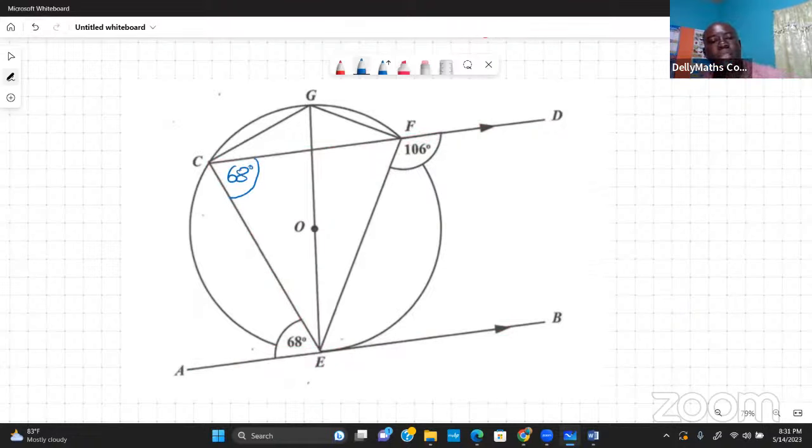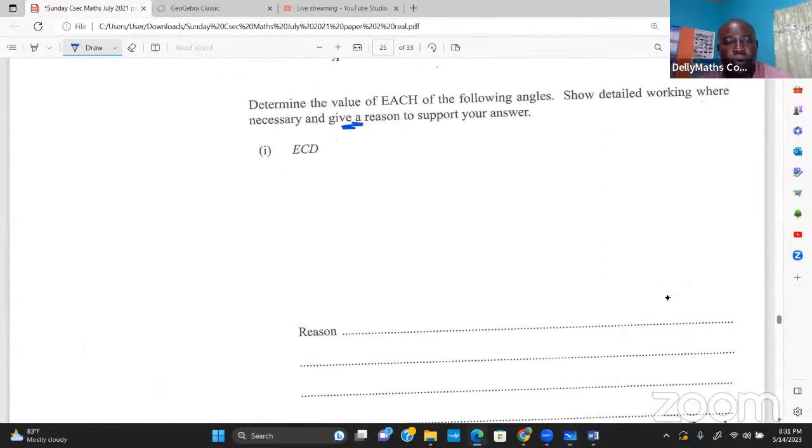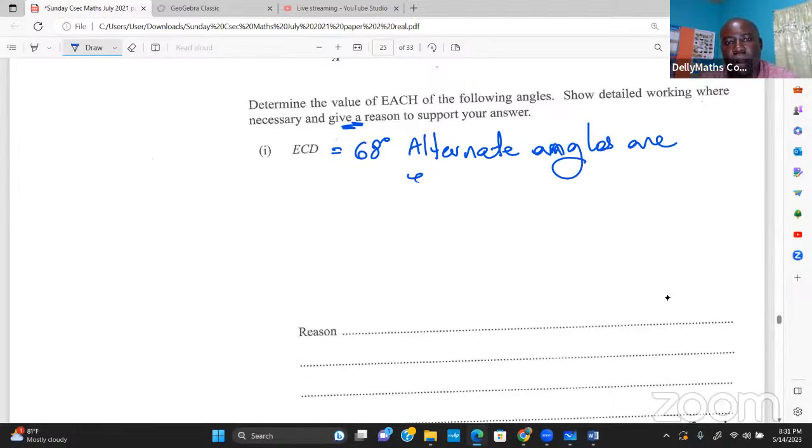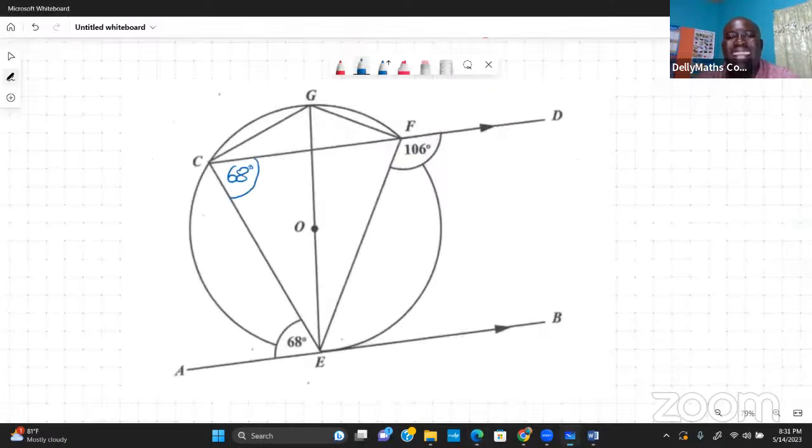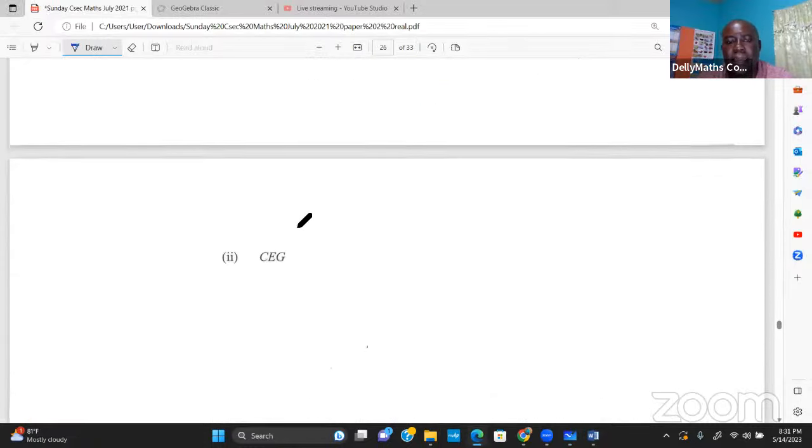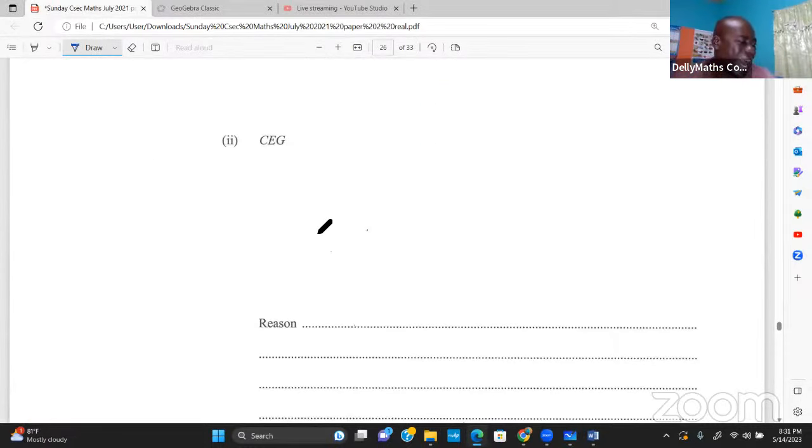Just the same, right? So we want to put that this is equal to 68 degrees, and we used alternate angles are equal. That's my value, and that's my reason. Alternate angles are equal. It's not going to be a biggie. One mark is for the number and one mark is for the reason.